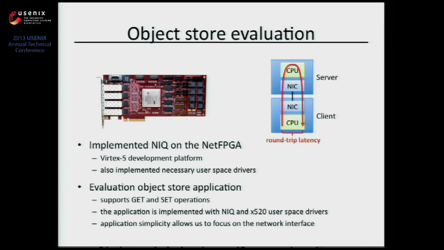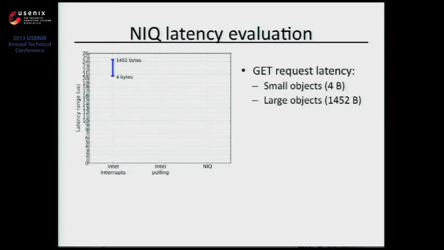And I'm going to show you now some of the latency numbers that we have. All of those latency numbers are round-trip latency numbers. So going from a client application all the way to the server application and back. First, we ran our application on an Intel X520 card using interrupts, just for a baseline of what you might get in today's data center if you ran this. We did the evaluation on very small objects, 4-byte objects, all the way to 1,400 byte objects, and we got results in the 20 microsecond range.